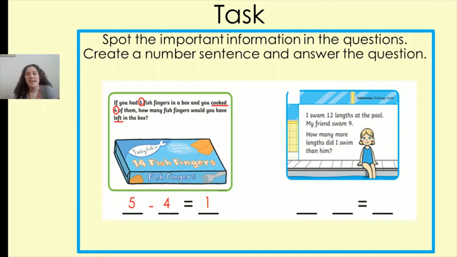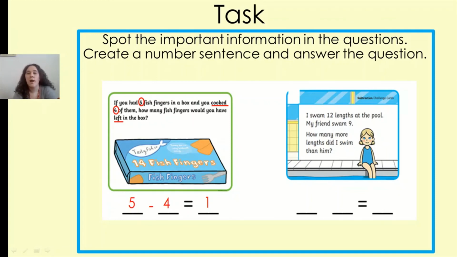Your task for today is to read the word problems below. See if you can spot the important information that you need to create your very own number sentence. Then use whatever helps you, a number line, objects or pictures, to work out the answer. I've done the first one for you. Here I spotted the numbers 5 and 4, and I realised if we're cooking them and we're finding out how many are left, then we must be taking away.